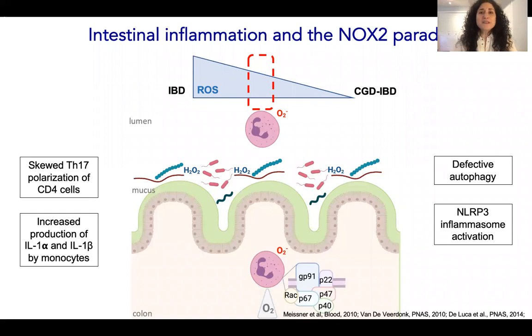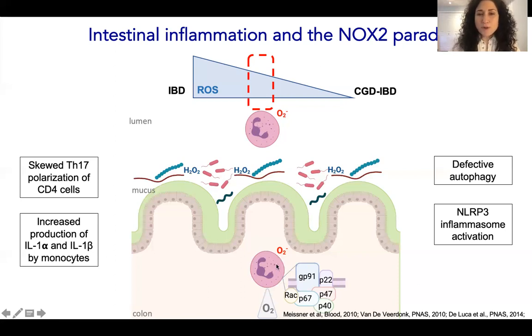So, intestinal inflammation in the context of CGD. There is certainly a paradox here in the context of NOX2 defects. On the one hand, one would think that high levels of reactive oxygen species are generally associated with more intense inflammation and even some forms of conventional inflammatory bowel disease. However, on the other spectrum, we have patients with CGD-IBD, who for all intents and purposes have a real reduction in phagocyte-derived reactive oxygen species formation.